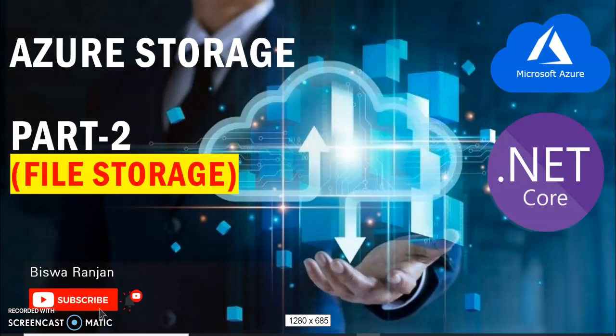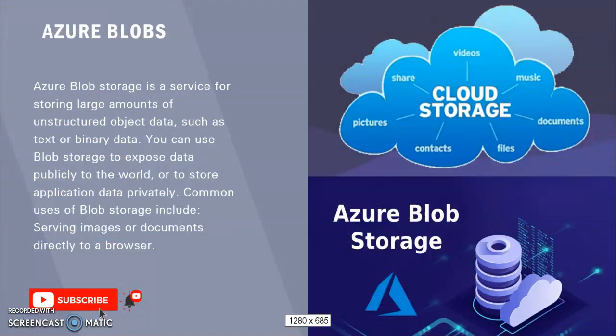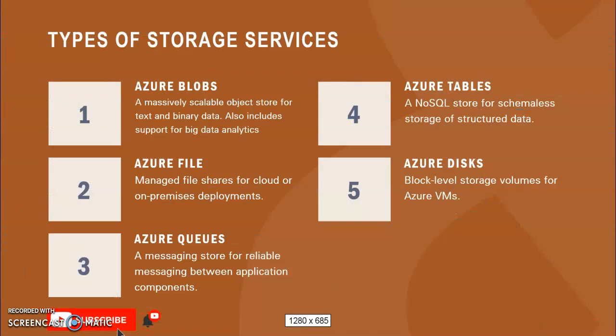In our previous sessions, the part 1 session of Azure storage, we saw how to do operations on Azure blob storage and what the other Azure services are. So these are the Azure services: Azure blob, Azure file, queues, table and disks. In our part 1 session, we discussed what Azure blob services are and how to upload, delete and download the files in Azure blob. So in today's session, we are going to see Azure files.